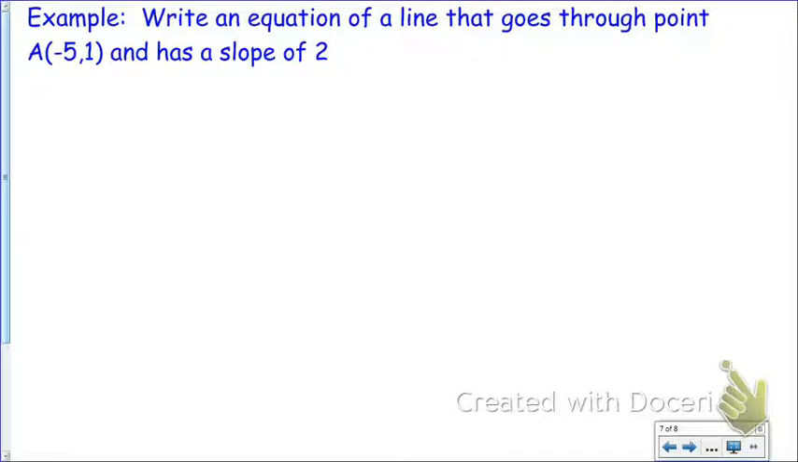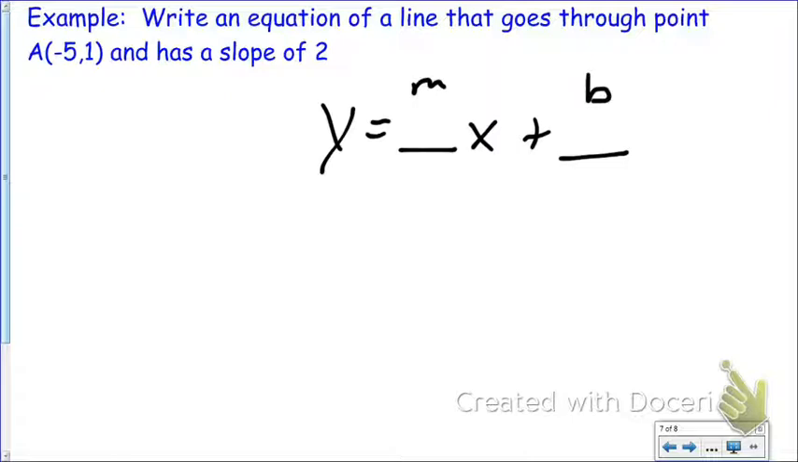Okay, let's try another one like that. Okay, so again, this is really the hardest type of problem when you're making equations. So again, we're trying to fill in the blanks. Y equals blank x plus blank. The first blank is the m, the second one is the b. Write an equation of a line that goes through the point -5, 1 and has a slope of 2. Okay, it says it has a slope of 2, so I have that number in that blank. And now I need to find the b.